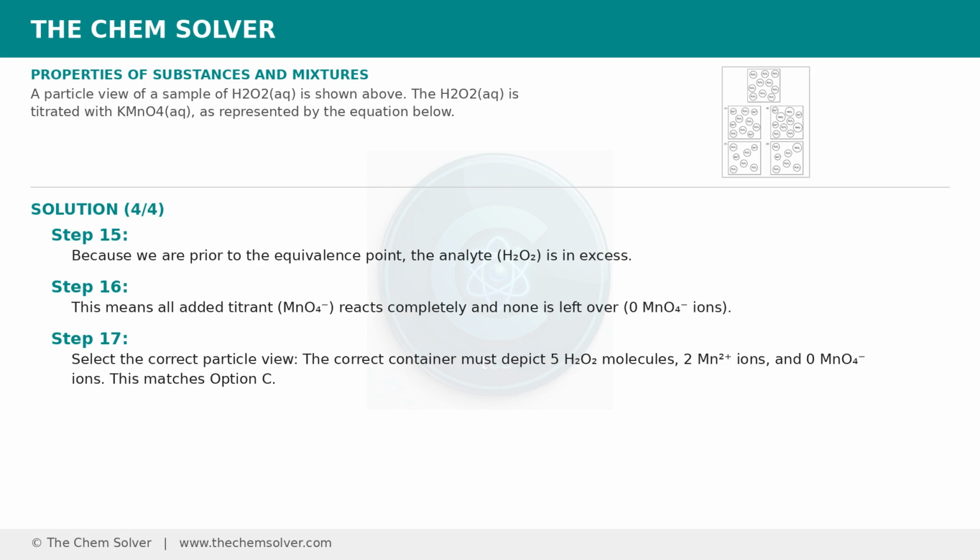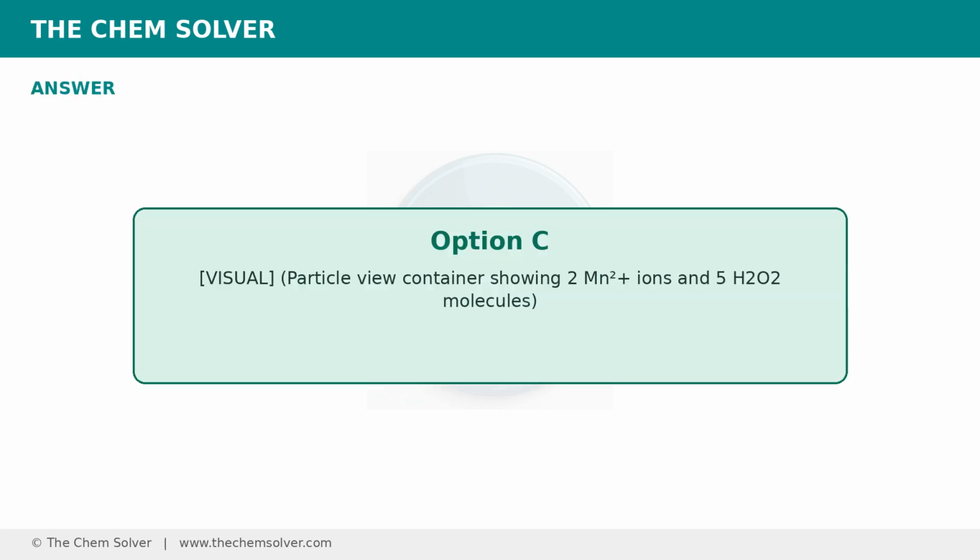Select the correct particle view. The correct container must depict 5 H2O2 molecules, 2 Mn²⁺ ions, and 0 MnO4⁻ ions. This matches option C. The correct answer is option C. Visual: particle view container showing 2 Mn²⁺ ions and 5 H2O2 molecules.